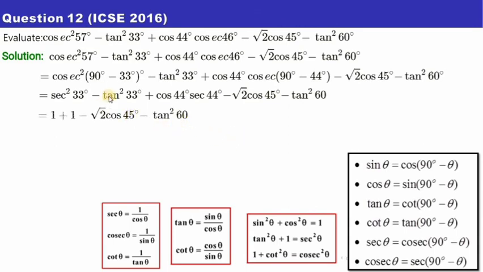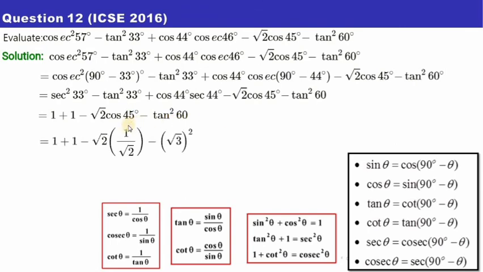Okay, now you know this entire thing, sec square theta minus tan square theta is how much? Using this formula it is 1. So this 1 resembles the first one. Okay, now you know cos theta into sec theta from where? From this take this cos theta over there, so cos theta into sec theta becomes 1. So this is also equal to 1. Root 2 cos 45 tan square 60.